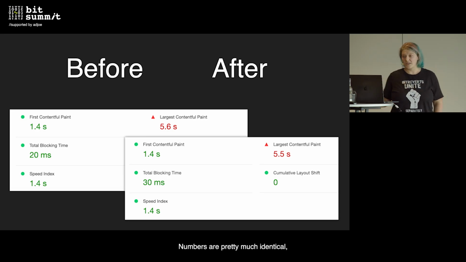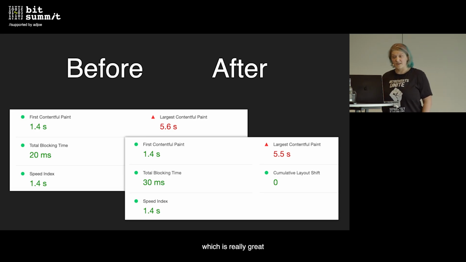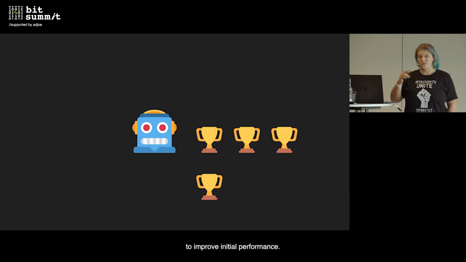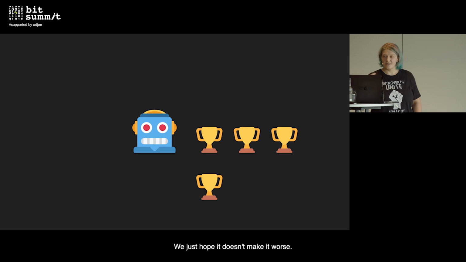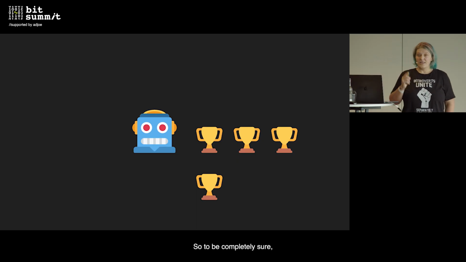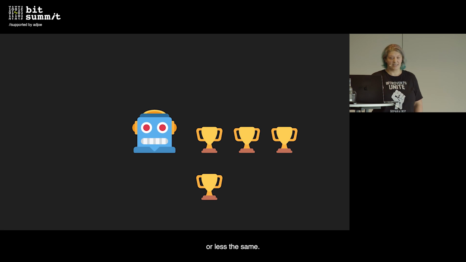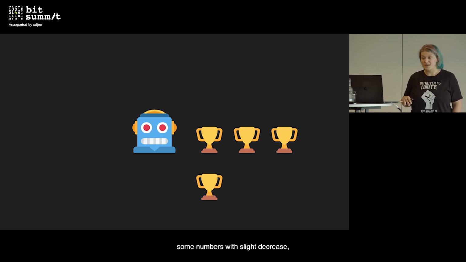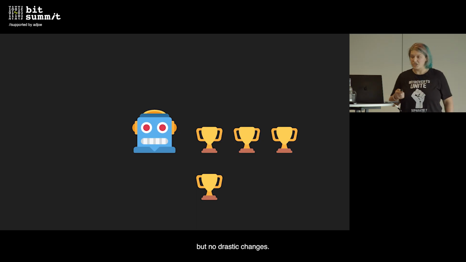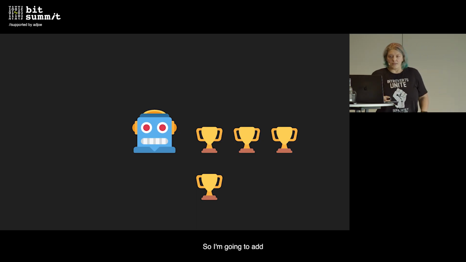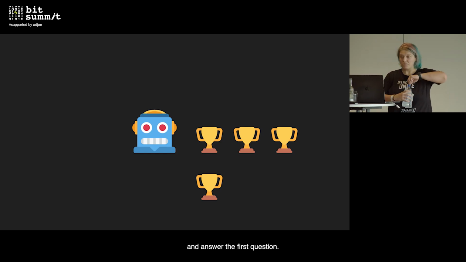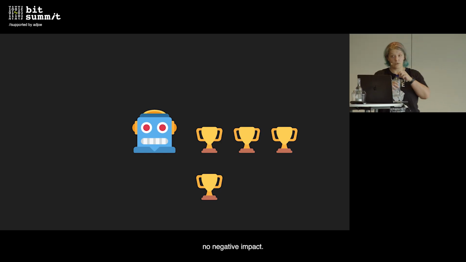Numbers are pretty much identical, which is really great because the compiler didn't make things worse. It's not supposed to improve initial load performance. We just hope it doesn't make it worse. So to be completely sure, I ran it on a few more pages, and the results were more or less the same. Some numbers would slightly increase, some numbers would slightly decrease, but no drastic changes. So I'm going to add another point to the compiler and answer the first question. Yeah, it's cool for initial load, no negative impact.